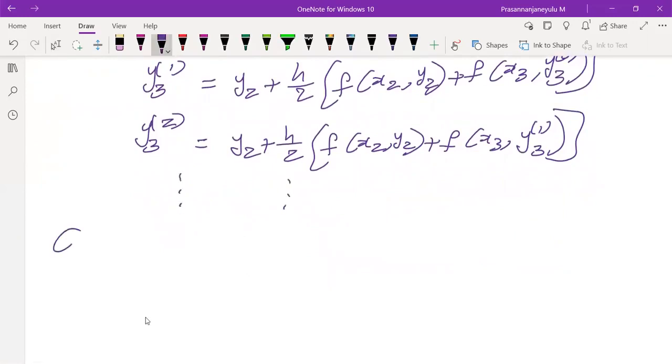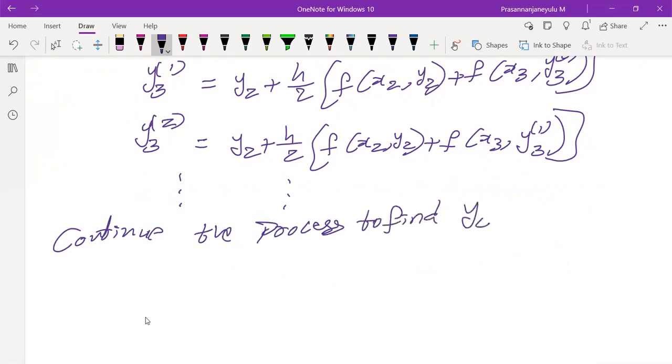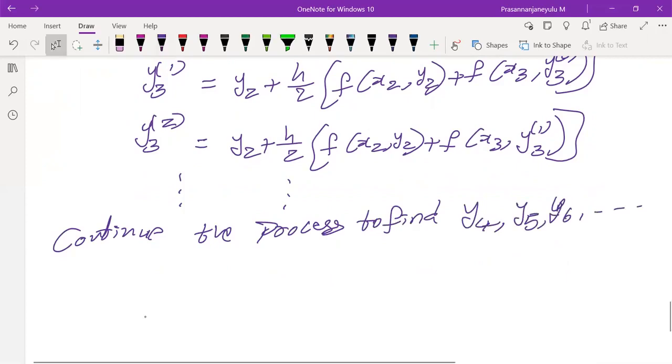Like this we can continue the same procedure, the same process, to find y4, y5, y6 and so on, like yn also. So these are the things.